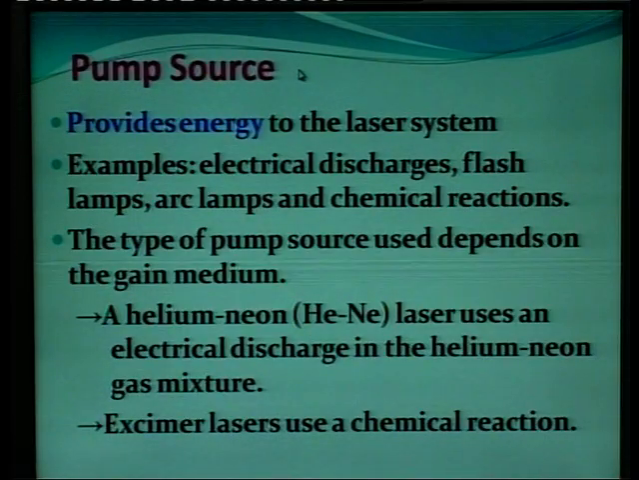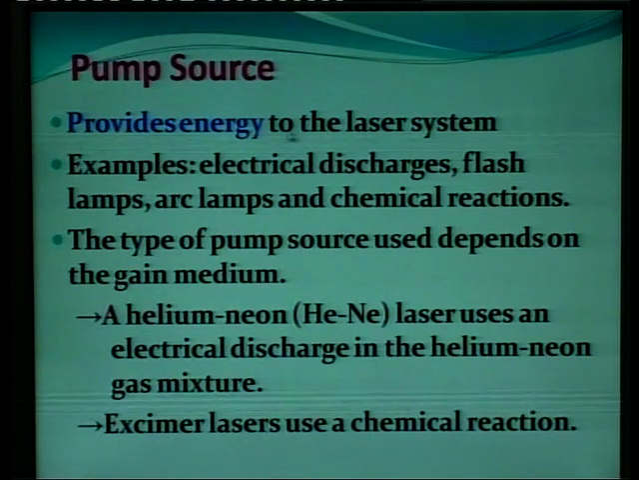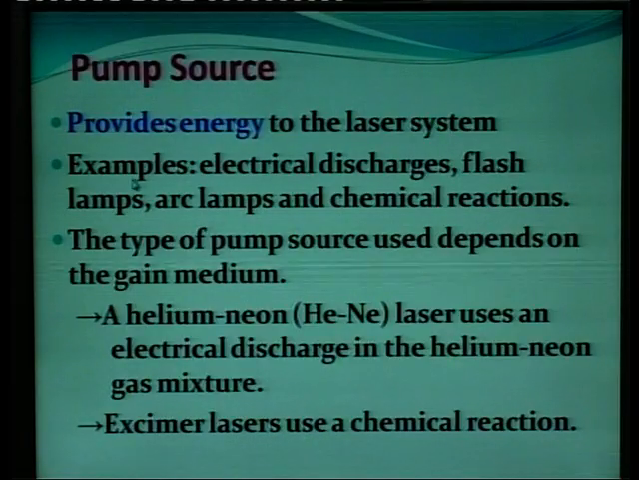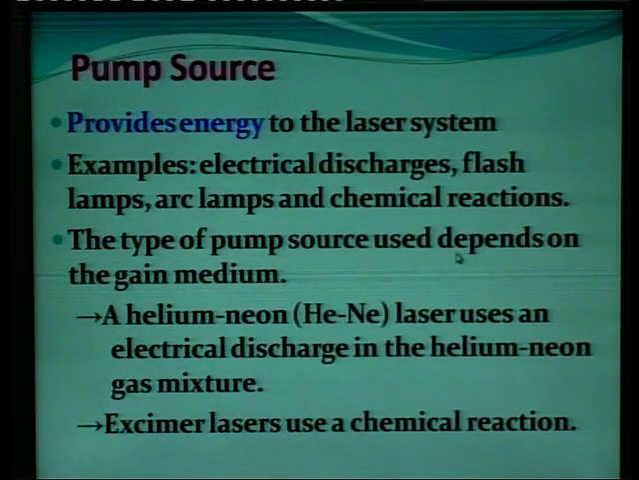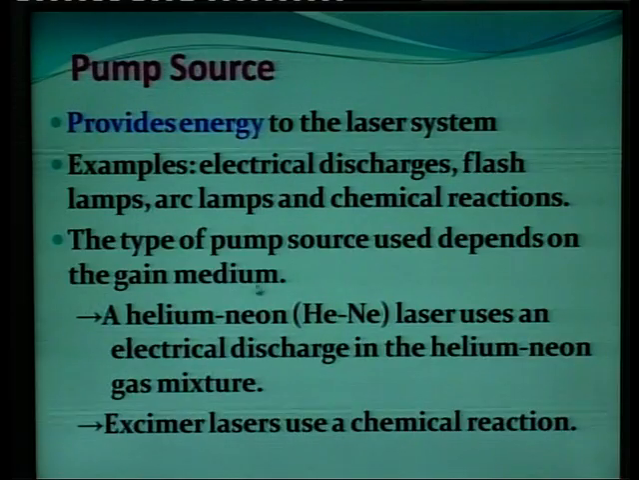Now, pump source, what does it do? It provides energy to the laser system. Examples are electrical discharges, flash lamps, arc lamps, and chemical reactions. So the type of pump source used depends upon the gain medium.